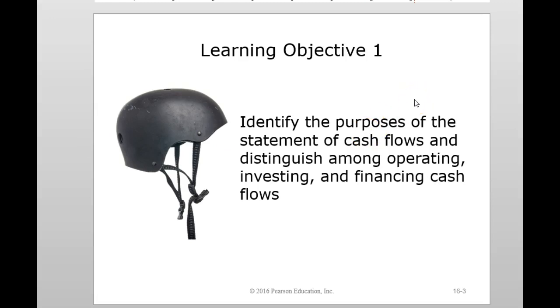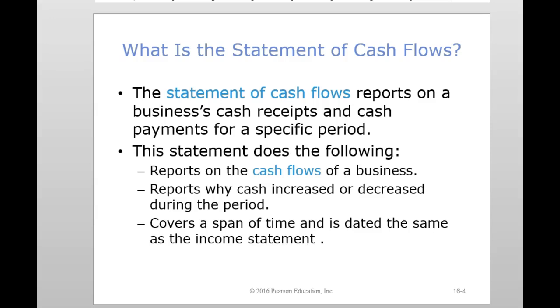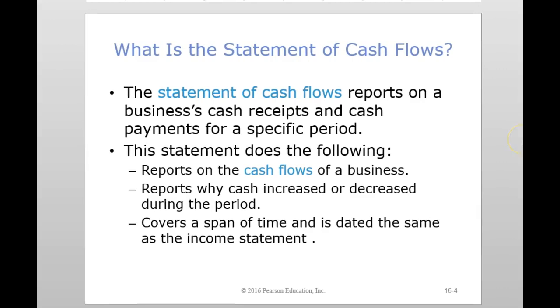First of all, what are the purposes, okay? Let's look and see what the slide has to say. I feel like, who was it, Johnny Carson, who had the envelope, put it to his head and foresaw whatever was in the envelope. So let's see what the card says. A statement of cash flows reports business cash receipts and cash payments for a specific period. It follows the income statement.